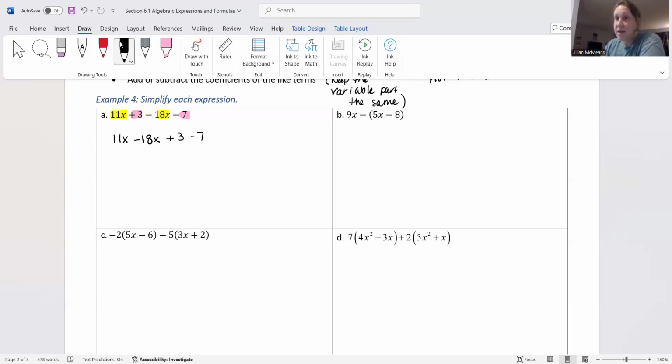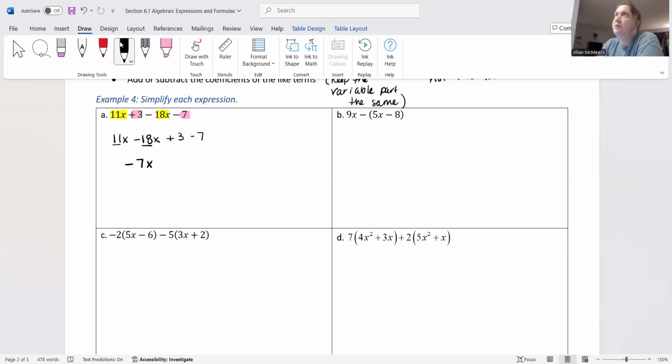11x and 18x have matching variable parts, and constants are always like terms with each other. So what I want to do now is take the coefficients on my x and add or subtract those. Since I have 11x minus 18x, I want to take 11 minus 18. Well, if I have 11 of something and I subtract 18 of it, that leaves me with negative 7 of whatever, okay? So we have negative 7x.